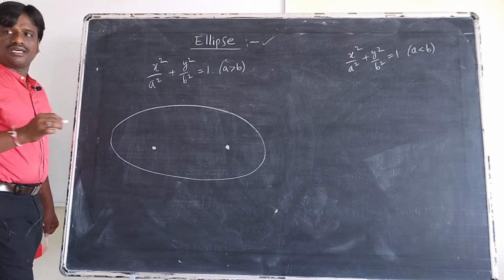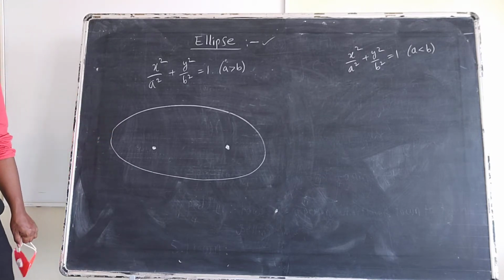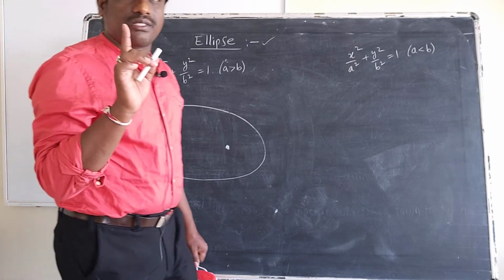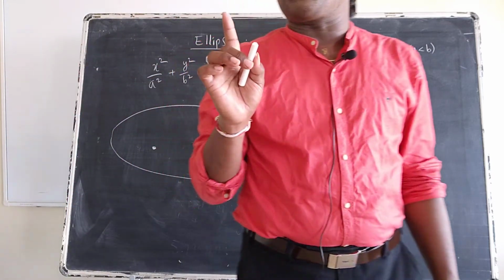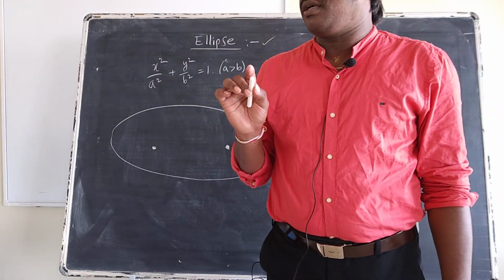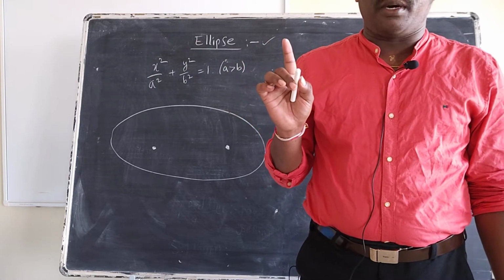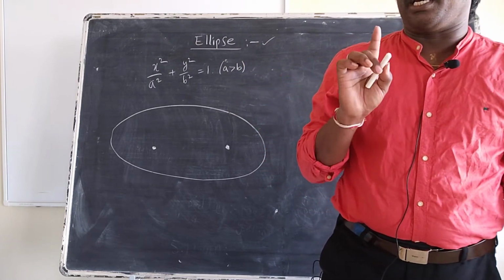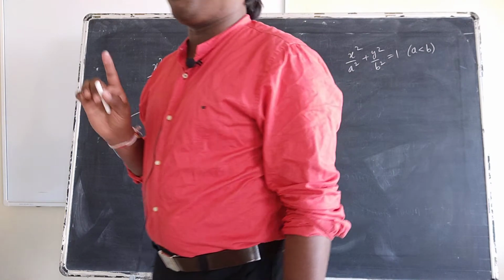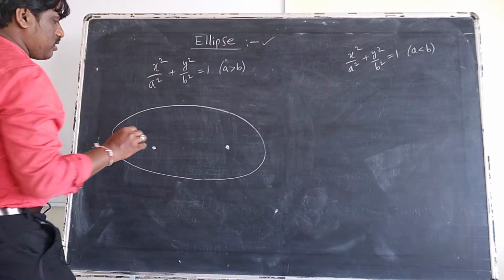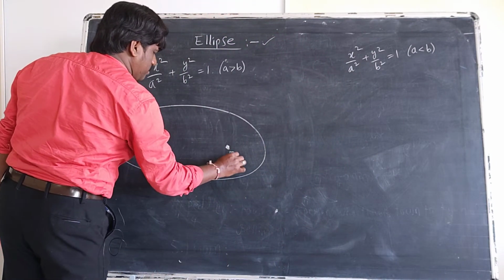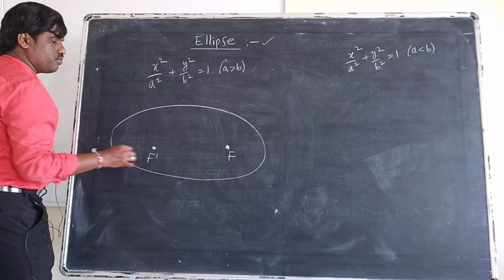So here what are there? Two fixed points are there. In a parabola you will have only one fixed point, that is only one focus. But in an ellipse you have two fixed points, which means we call them foci. The plural of focus is foci. So there will be two foci, focus 1 and focus 2.